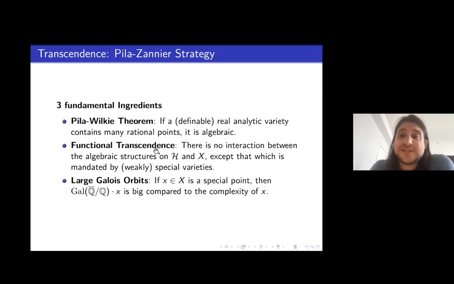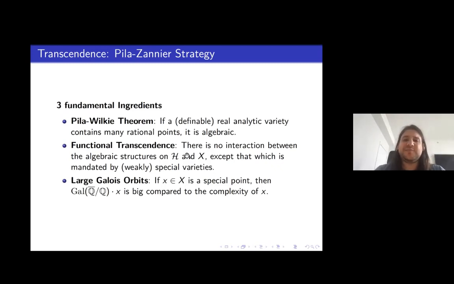You have a functional transcendence ingredient, which is basically saying that the algebraic structures upstairs and downstairs, under this transcendental uniformization map, don't interact with each other at all. There's no relation except what's mandated by these weakly special subvarieties. They're sort of the ones that can exist in both worlds. Other than that, these algebraic structures don't intersect or interact at all.